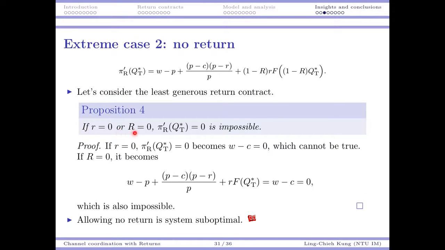Another situation is just the wholesale price contract. Now we also can prove that with the wholesale price contract, it is impossible for the system to be efficient. Okay? So again, if R is 0, then we plug in R to be 0 somewhere there. And then we can see that this equation requires W to be C, which cannot be true. Okay? If capital R is 0, then again, we can get something that is very similar. Again, it is impossible. So as long as R is 0 or capital R is 0, then the system cannot be optimal. When this happens, there is no risk sharing at all, and the order quantity must be smaller than Q_T star. So allowing no return is also system suboptimal.